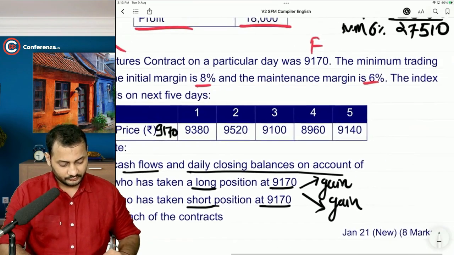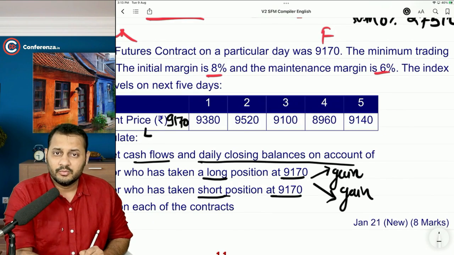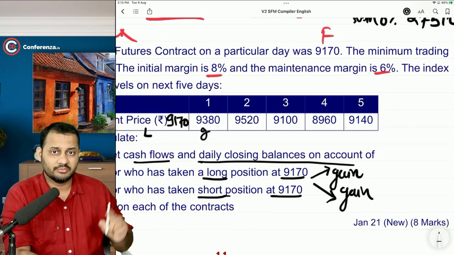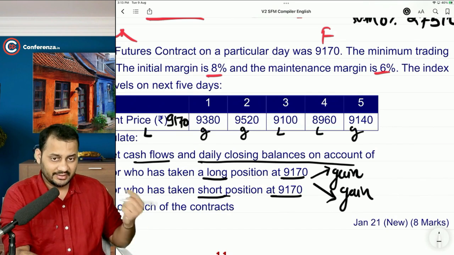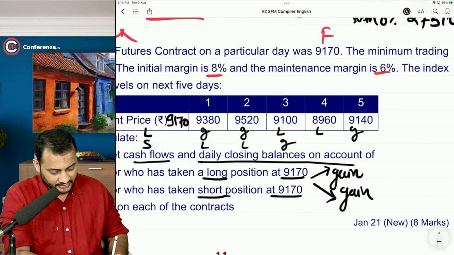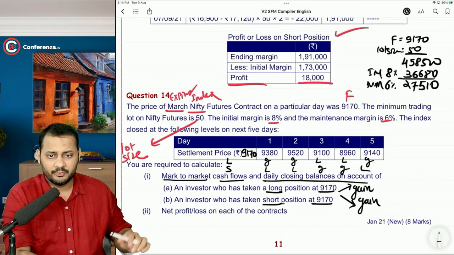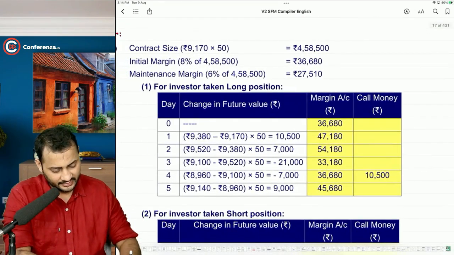So you started with 9170. Understand from the perspective of the buyer, here he will have gain because the market is going up, again up, gain, this is loss, and this is gain. And the exact opposite will happen to the seller. He will lose, gain, lose. And you can calculate the amount as well, net profit or loss on each of the contracts. Have a look. This is very easy, very easy.